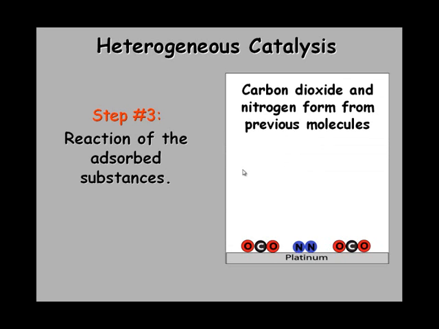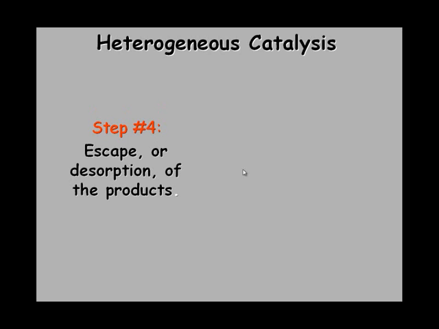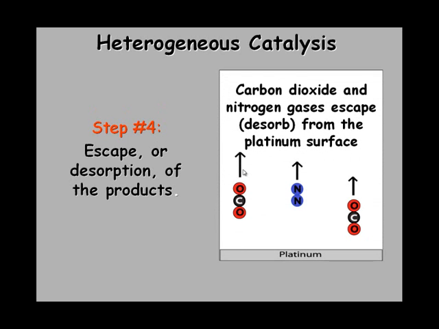So again, you get the molecules migrating to the surface, you get the molecules rearranging themselves on the surface so they're lined up and can react, and then step 3 here, you actually get the reaction happening, and then step 4, of course, is what you would think. The molecules are done reacting, so they are going to leave the platinum surface. So the platinum, again, catalyzes this reaction without being consumed in the reaction.